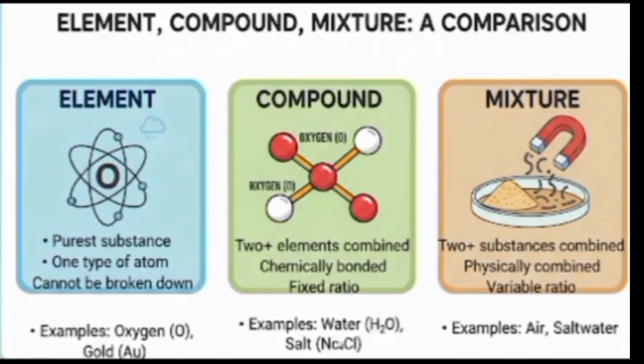Here you can see a comparison of element, compound and mixture. Element is a pure substance, compound is also a pure substance, but mixture is impure. Next, element has only one type of atom, and in compound two or more types of elements combine chemically in a fixed ratio, while in mixture two or more substances combine physically. Here the ratio is fixed, but here the ratio may be variable. Next, examples are given. Oxygen and gold are examples of element, water and salt are compounds, and air and salt water are mixtures.